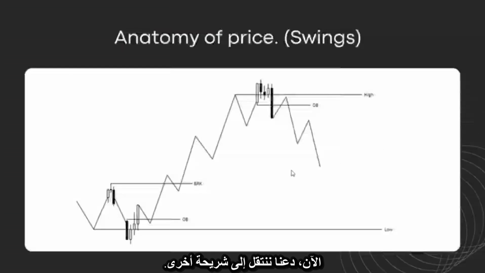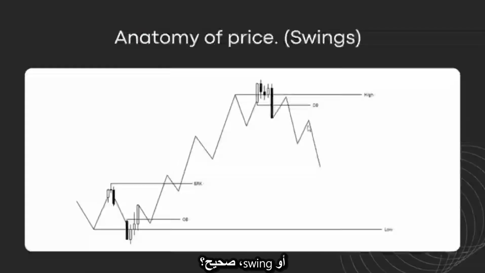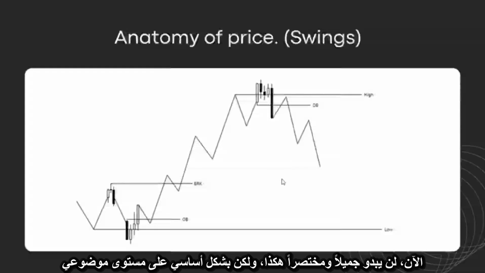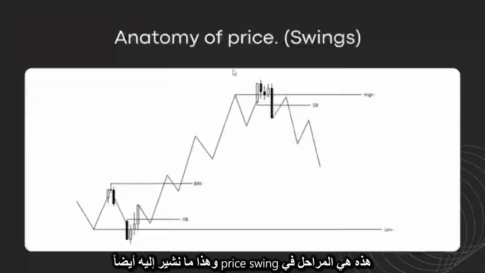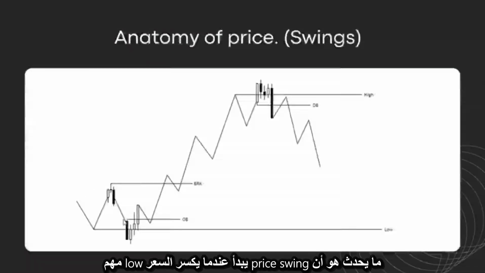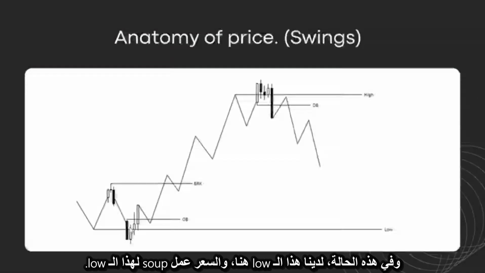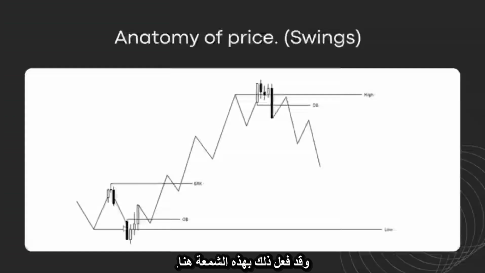Now let's get into another slide. Okay, so here we've got a chart, and on this chart we're going to explain the anatomy of a price swing. This is ideally how the market moves. It's not going to look this neat and short, but on an objective and mechanical level, these are the phases in a price swing, which we also refer to as the sequence or TSQ. A price swing starts when the price takes out a significant low or a high. In this case, we've got this low right here, and price swooped that low with this candle right here.